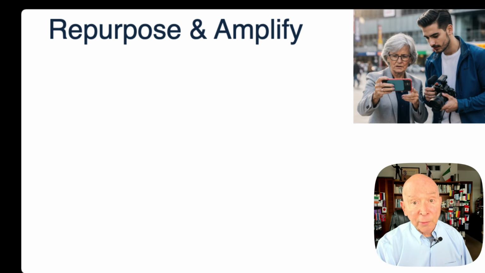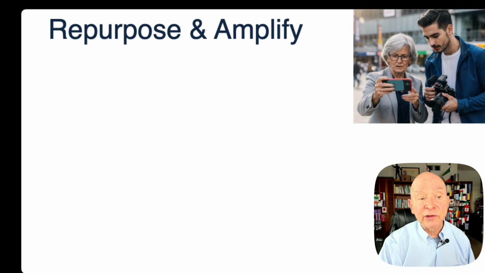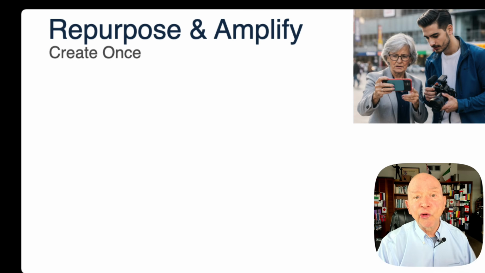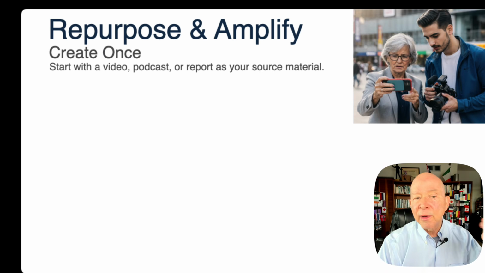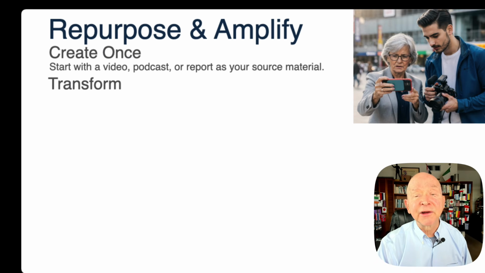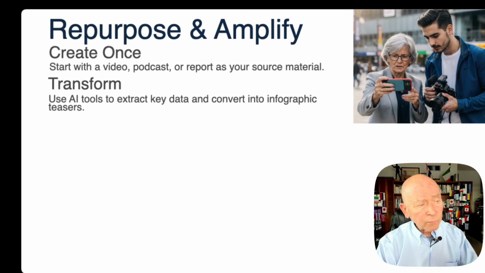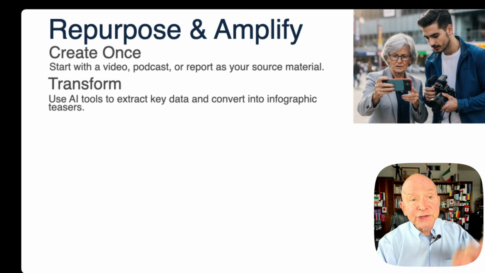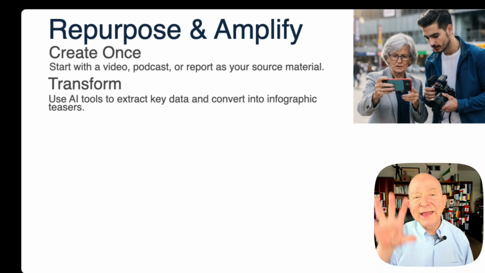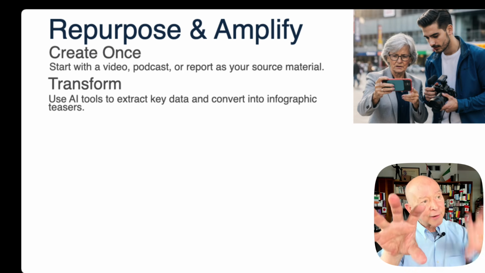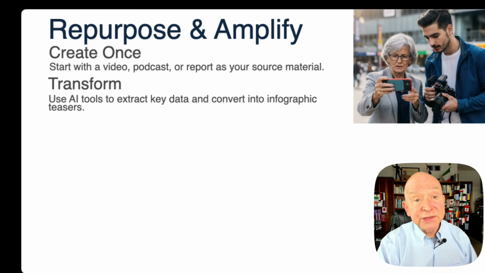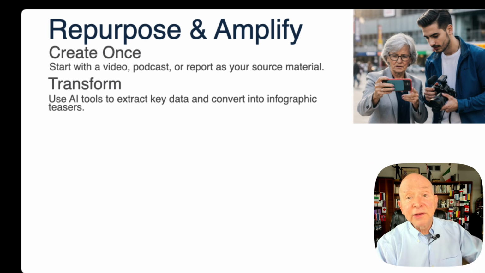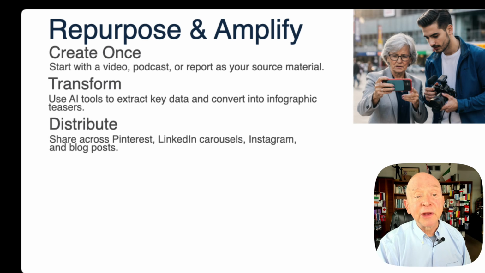And repurposing. We've talked about that a lot here at Stark Raving Entrepreneurs. And amplify it. You create it once. You start with a video, a podcast, or report as your source material. Then you transform it. Use AI tools. Cast Magic and Taja are 2 of the best that we're using right now, and using these infographics gives you the ability to take that infographic and put it here and here and here, many places, because there's going to be different kinds of people coming to the different platforms. And then you distribute it. Share it across Pinterest, LinkedIn.